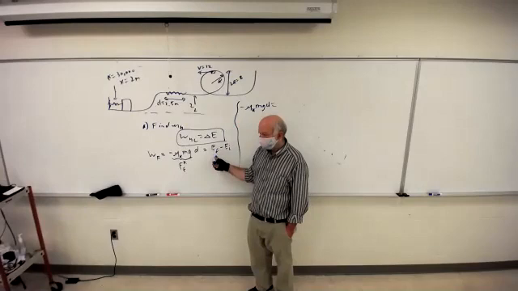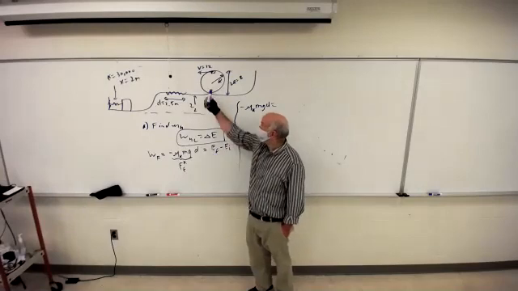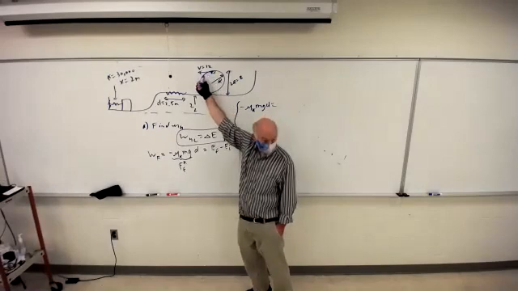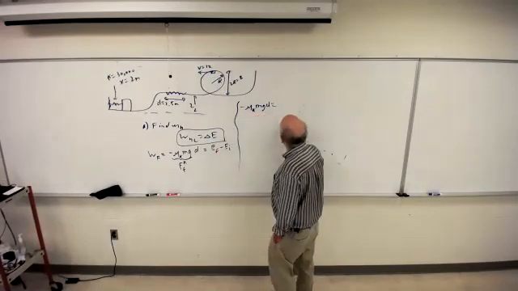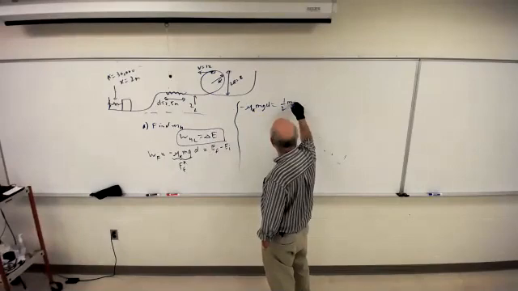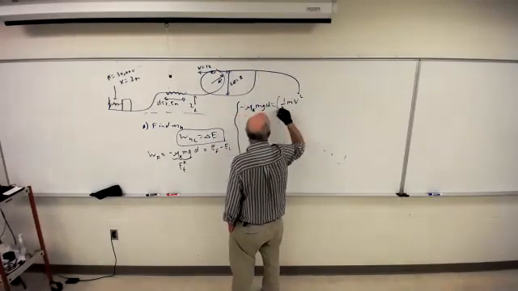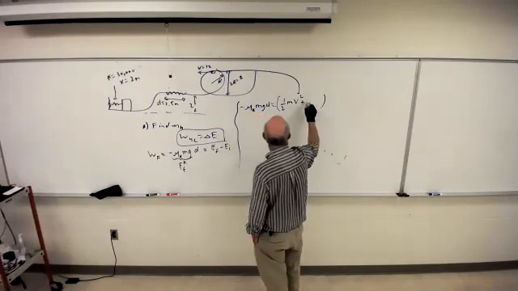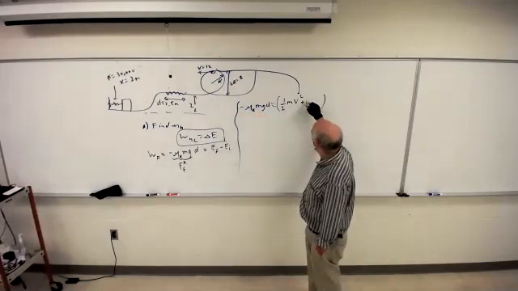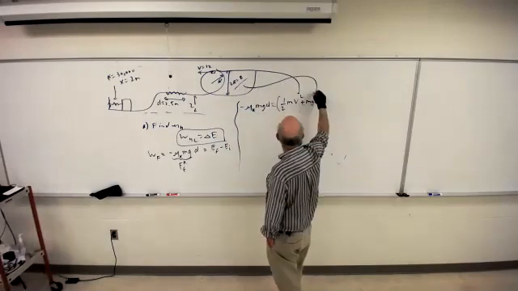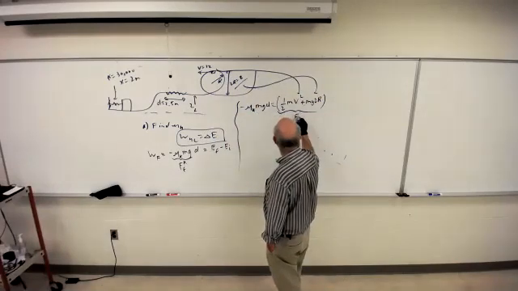Kinetic final plus potential final. We're going to use this point here as your final point, because we have the velocity at that point. So we'll have one-half the mass times v squared, and this v here is going to be this guy, plus mg times 2r. So this whole term here is my E final.